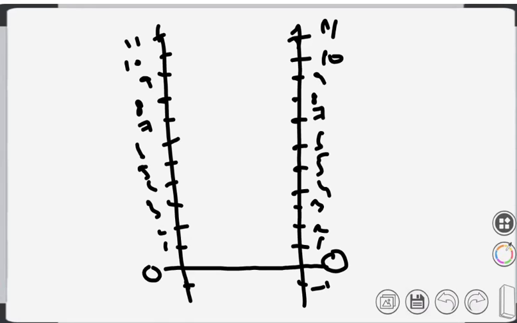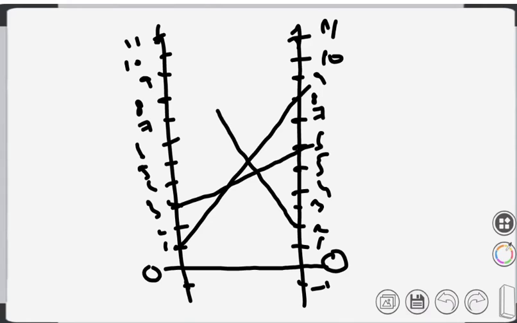So what are my points? 1 and 8. So 1 with 8 I have joined. 1 with 8, 3 with 5, and 2 with 11. 11 with 2. Like this. See?